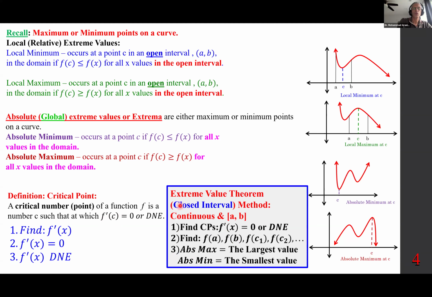Extreme value theorem, also known as the closed interval theorem, applies to a continuous function in a closed interval of a to b. The methodology: number 1, find CPs, critical points. How do we find them? f prime is 0 or doesn't exist. Number 2, find the functional value at a and b as well as the endpoints. And then absolute max is the largest value. Absolute min is the smallest value.